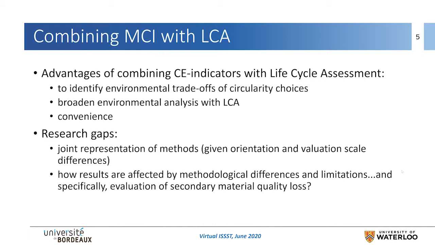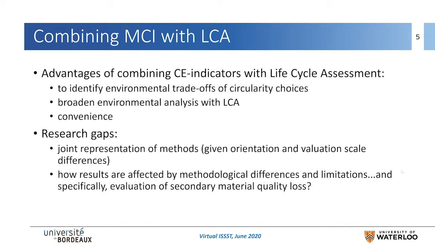So we identified a research gap in terms of their joint use. We identified two research gaps. One is related to representation of the methods, how methods can be represented together given their differences. But then more importantly, how this joint representation is affected by the methodological differences between the indicator construct and the construct of life cycle assessment, and specifically we look at how the evaluation of secondary material quality loss affects either of the results.